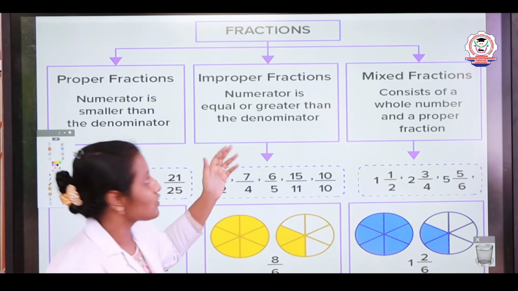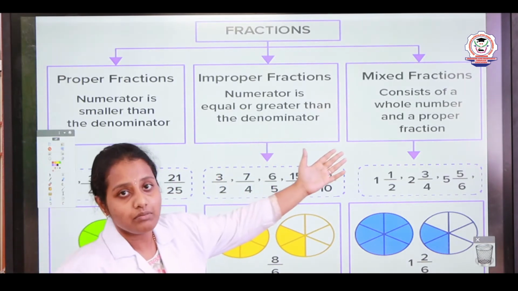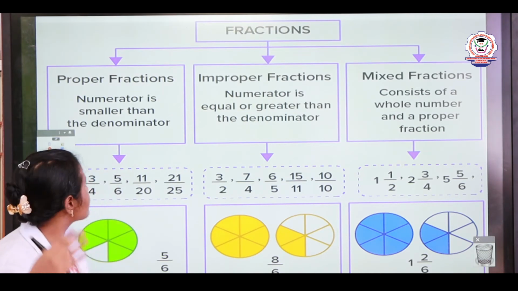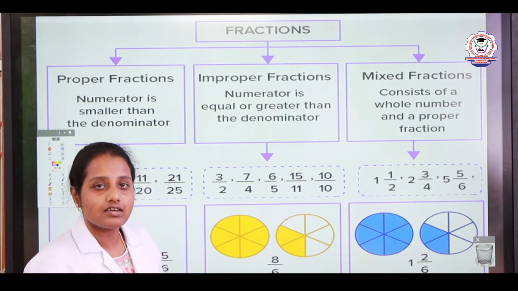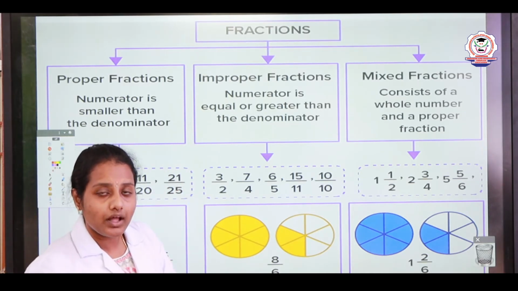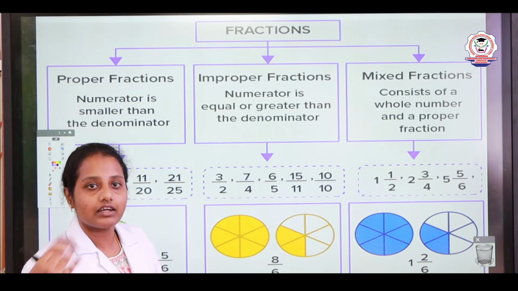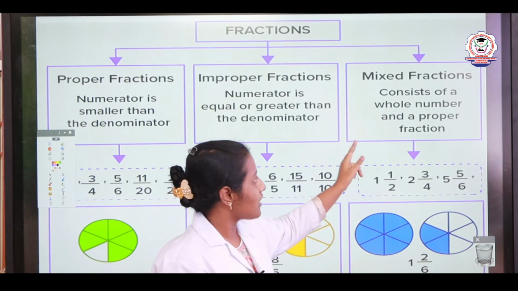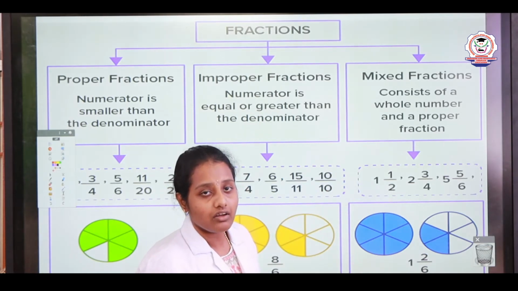Now we will see the types of fractions. In types of fractions, we have proper fraction, improper fraction and mixed fraction. What is meant by proper fraction, my dears? A proper fraction is when the numerator is smaller than the denominator. What is an improper fraction? When the numerator is equal to or greater than the denominator, it is called an improper fraction. What is meant by mixed fraction, my dears? A mixed fraction consists of a whole number and a proper fraction.